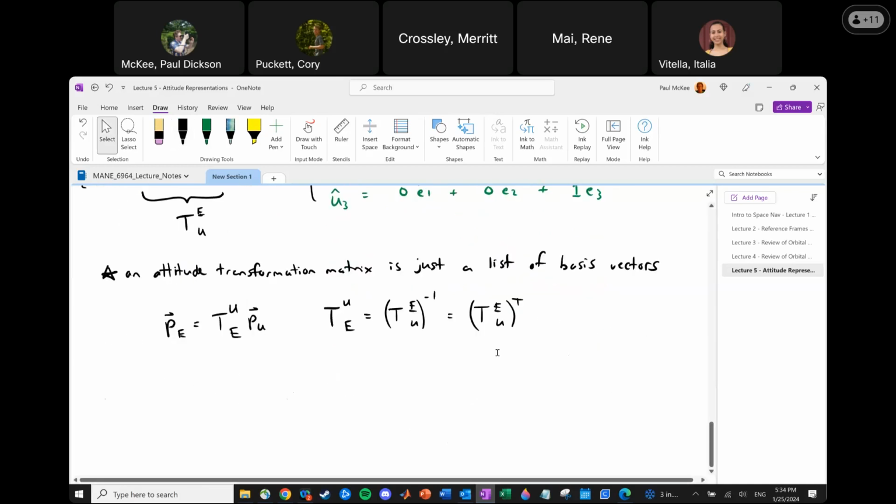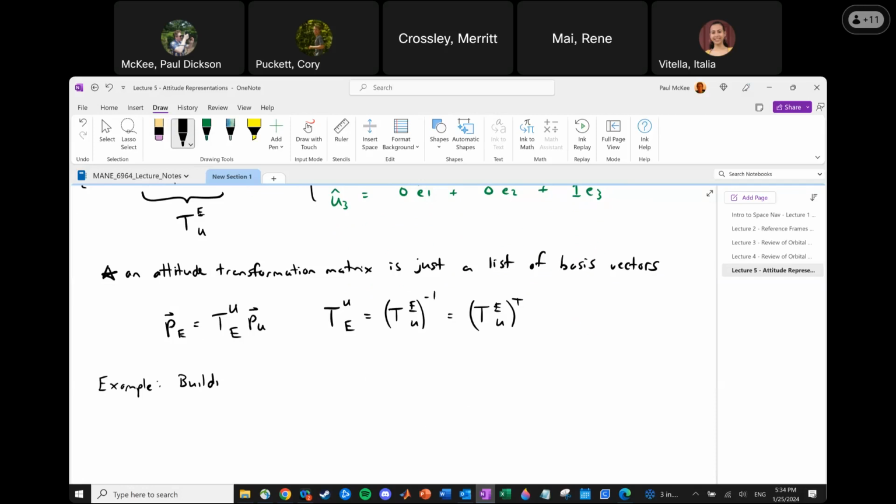So this is an example that I use at work. Something like this is not necessarily day to day, but it does come up with some frequency. Example: building a local vertical, local horizontal, or LVLH frame.